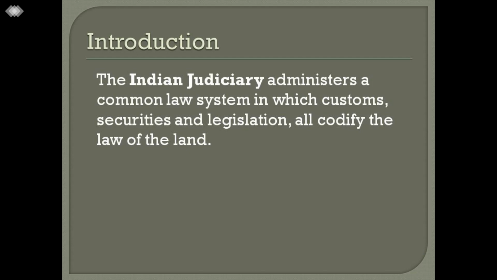Introduction to the Indian Judiciary. The Indian Judiciary administers a common law system in which customs, securities, and legislature all codify the law of the land. The judiciary is the organ of government that makes sure everything happens according to the law. It applies the law to punish the guilty and to settle disputes. It protects the rights of citizens, including the fundamental rights. The judiciary works through a network of courts. A person can be punished for an offense only if proved guilty in a court of law.